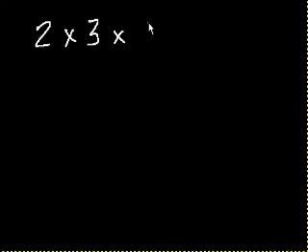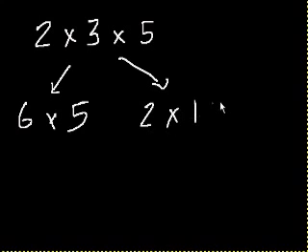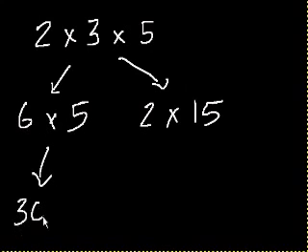If I have 2 times 3 times 5, does it matter whether I do 2 times 3 first or 3 times 5 first? Well, let's test this out. If we do 2 times 3 first, we get 6, and then we have that times 5. If we do the 3 times 5 first, we have 2 times 15. And then 6 times 5 is 30, and 2 times 15 is also 30.